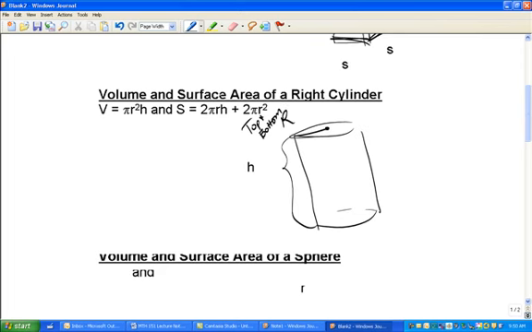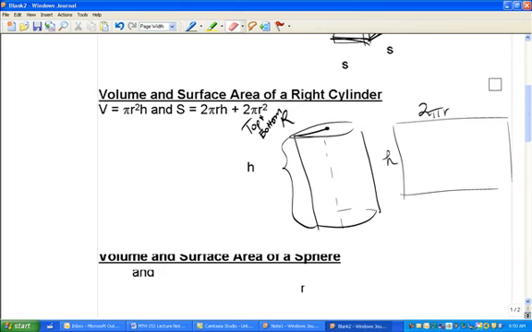Okay, the 2 pi r h comes from the rectangle you get when you slit this down the side and unroll it. You get a rectangle that measures h by the circumference of the circle, which is, I'm sorry, 2 pi r. And so when we multiply the two, the rectangle has an area of 2 pi r times h.